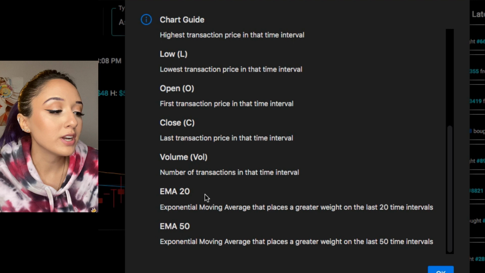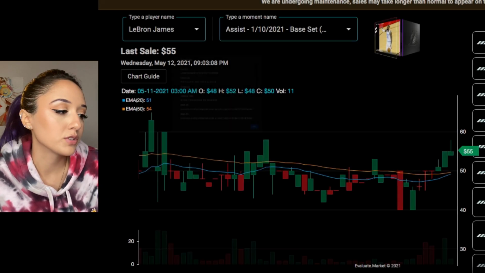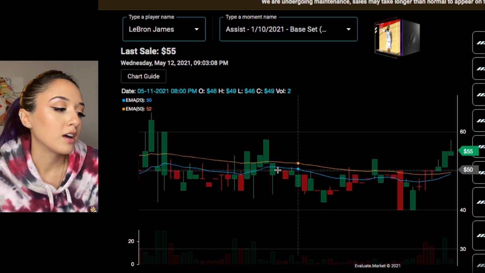And then the volume is the number of transactions in that time interval. And then the EMA 20 and the EMA 50, that's going to be the exponential moving average that places a greater weight on the last 20 time intervals and the last 50 time intervals. And those are these lines right here.